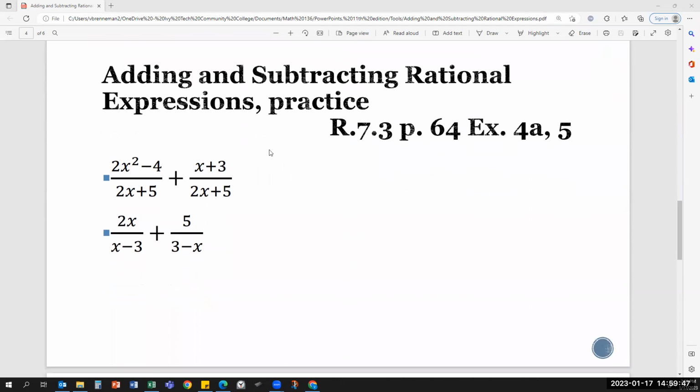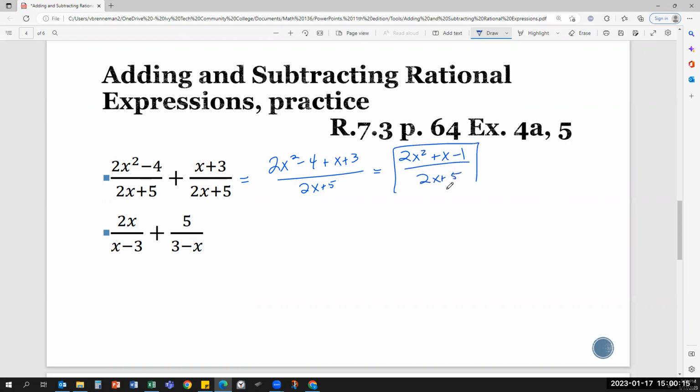So, some examples. This first one: 2x squared minus 4 over 2x plus 5, plus x plus 3 over 2x plus 5. We already have matching denominators, so I can just go ahead and add the numerators. We have 2x squared minus 4 plus x plus 3, all on top of 2x plus 5. Combine like terms, and we have 2x squared plus x minus 1 over 2x plus 5. That's the final answer.